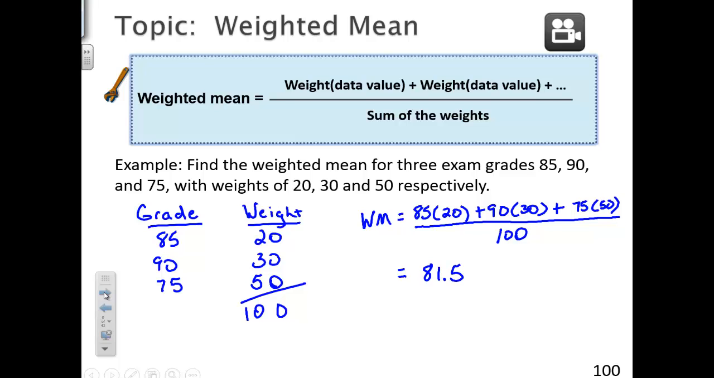And that is a helpful way to find your grade in any class where things are not weighted equally. A little hint: if you're trying to find your average in a class, and instead of it saying 20%, a shortcut is to not divide by the 100 and just multiply by 0.2, 0.3, and 0.5 if you want to do that.